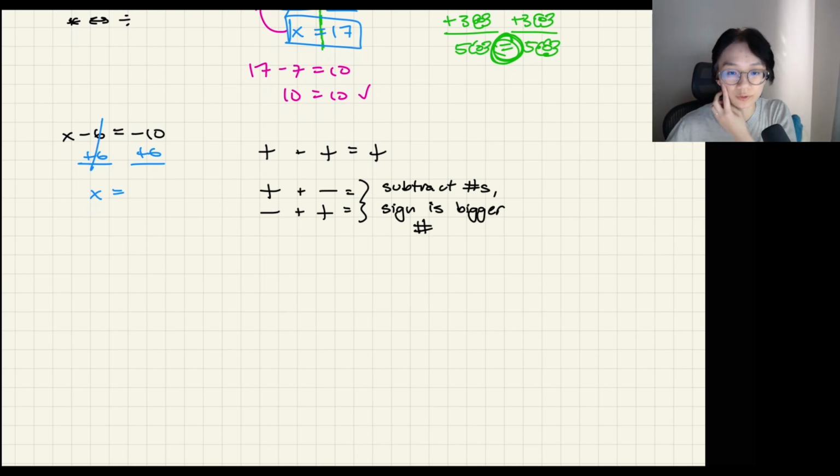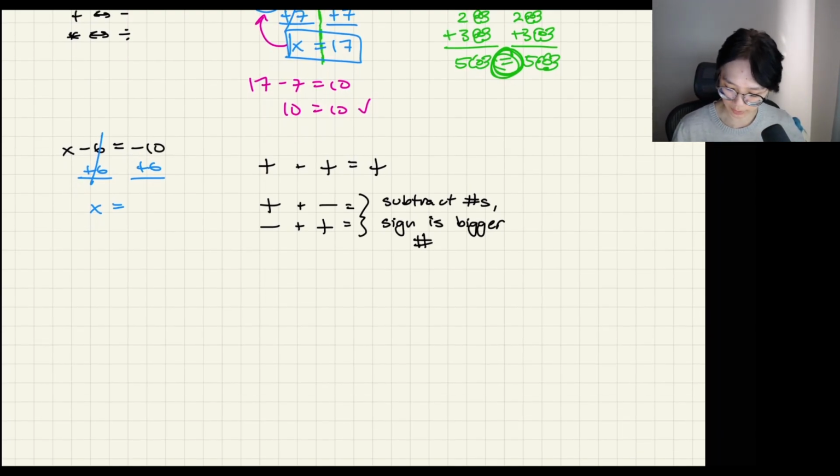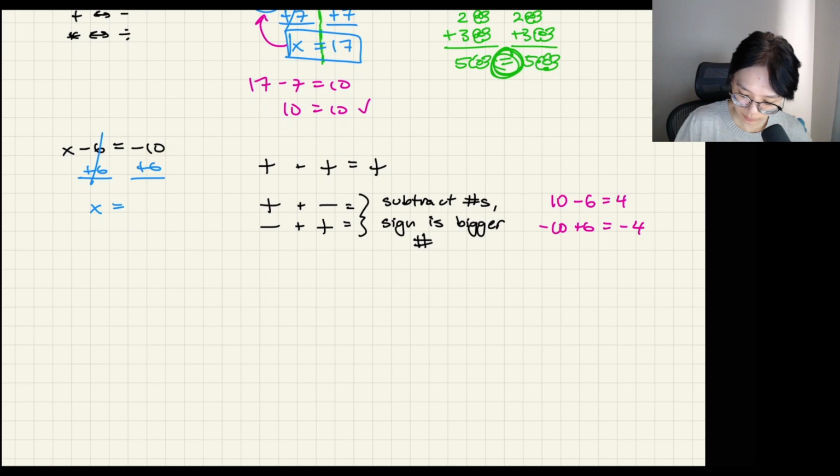What does that mean? For example, let's just say in this case, we have a negative number being added to a positive number. Negative 10, positive 6. So you just subtract the numbers like normal. 10 minus 6 equals 4. And then the sign is the bigger number. Which number is bigger, the 10 or the 6? The 10, right? So is 10 positive or negative? It's negative. So the answer is going to be negative. So negative 10 plus 6 is negative 4. So over here is negative 4.